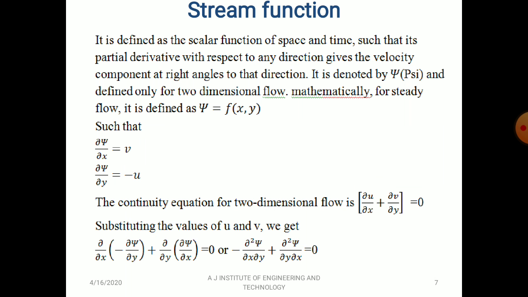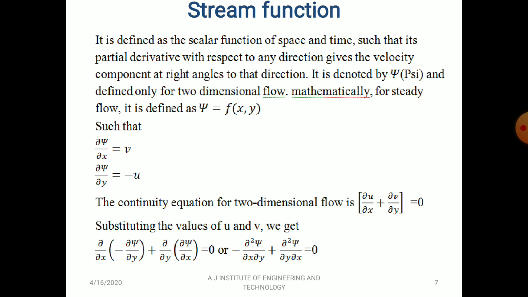Next, let's go for stream function. So what is stream function? It is defined as a scalar function of space and time. Again, it's a scalar function of space and time, like the velocity potential function, such that its partial derivative with respect to any direction gives the velocity component at right angles to that direction. It is denoted by the Greek letter xi and defined only for two-dimensional flow.